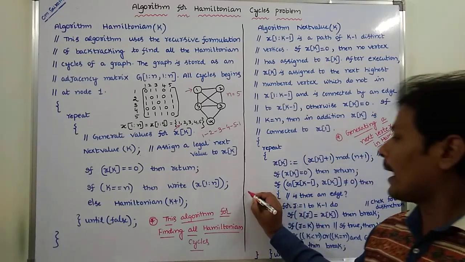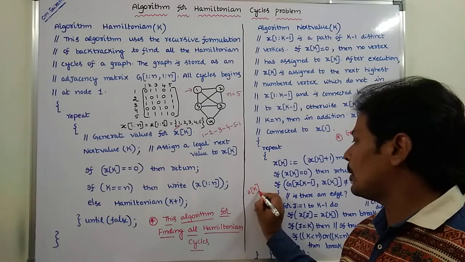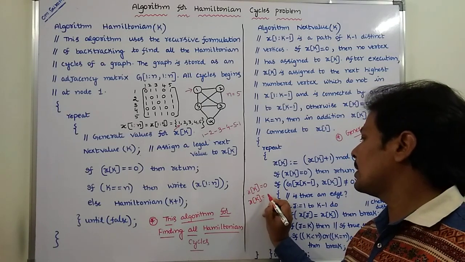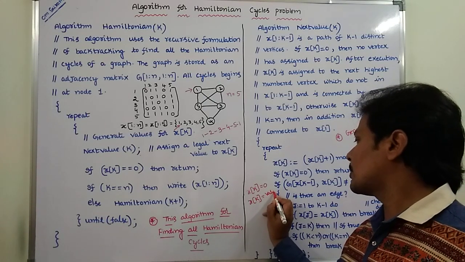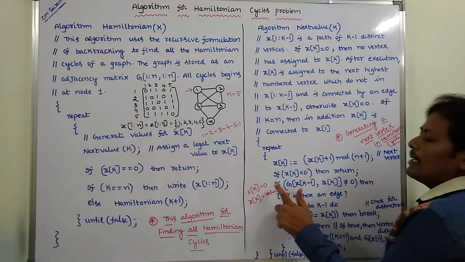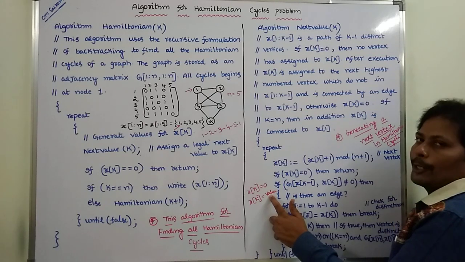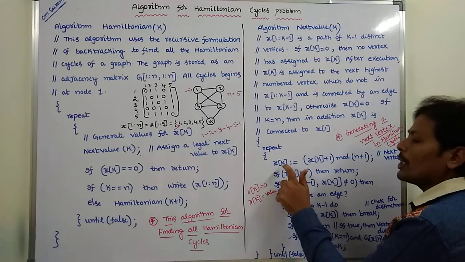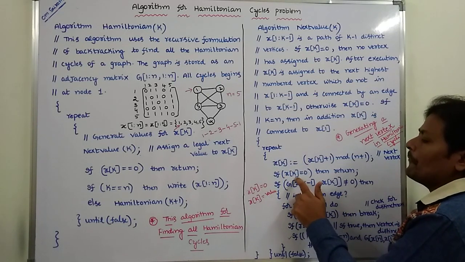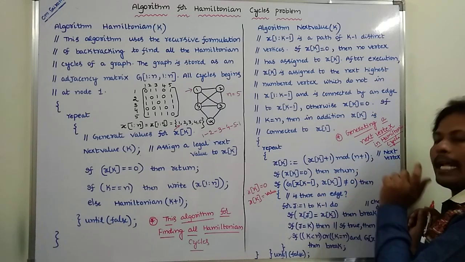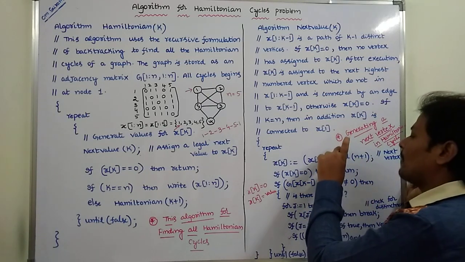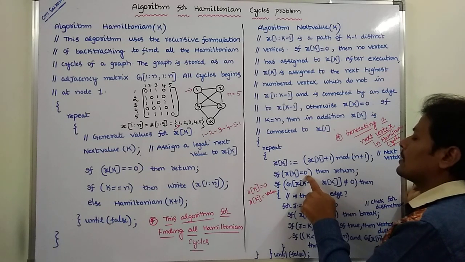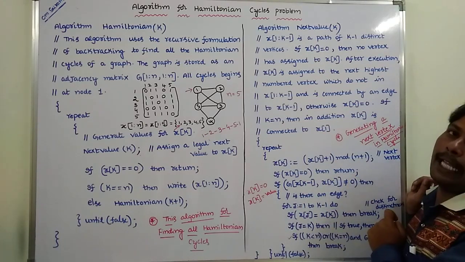Okay. Suppose x of k is equal to 0, or x of k is equal to some positive value. So this function returns either 0 or some positive value. If this function returns 0, that is, if x of k is equal to 0, then return nothing. We have to check this condition: if x of k is equal to 0, then return.